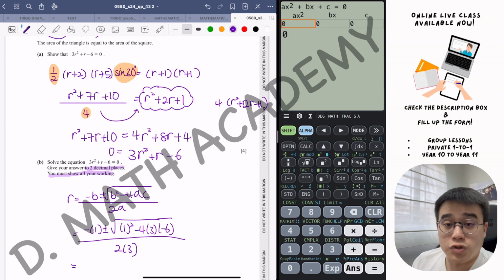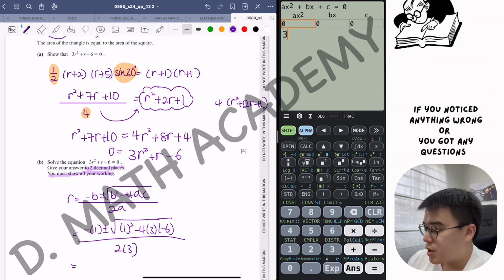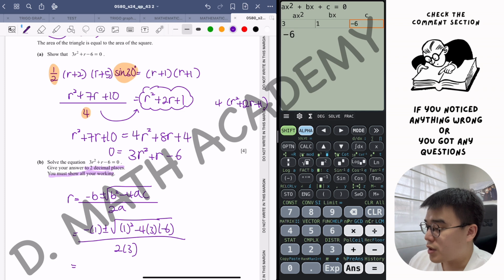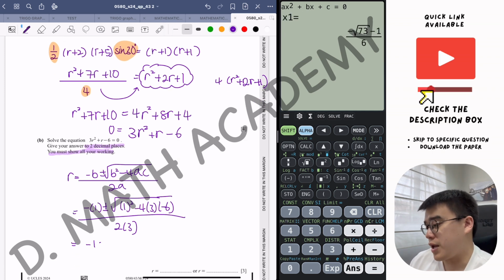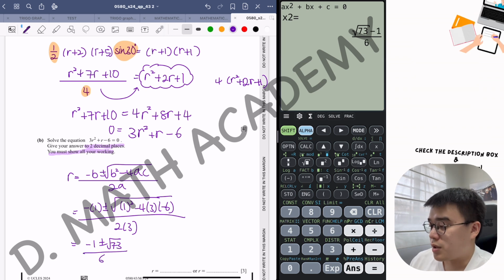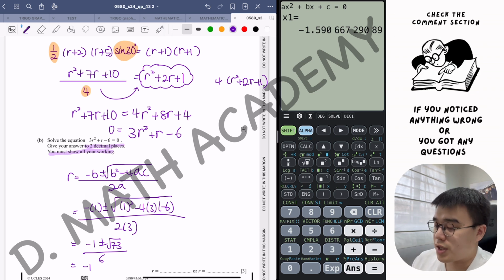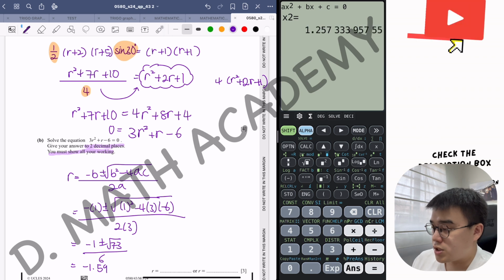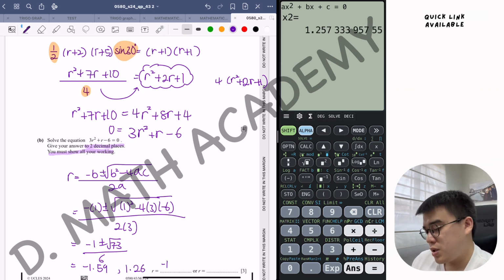Personally, I will still use my calculator for the quadratic calculation, because I wanted to avoid making any kind of funny, silly mistake. Just to double check, yes, everything is correct. Then only do I round it to 2 decimal places, creating negative 1.59. And the other answer is 1.26.